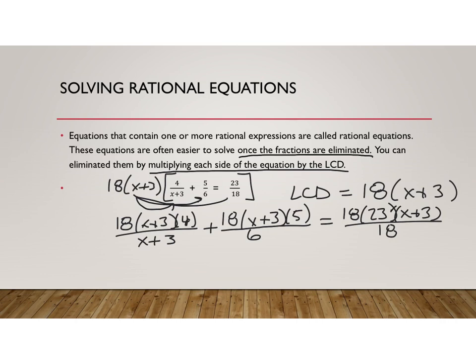Now canceling, the x plus 3's would cancel here. That leaves me with 18 times 4, which is 72. Here the 6 goes into 18 3 times, so I have 15 times x plus 3. Here my 18's cancel, so I have 23 times x plus 3. I can distribute.